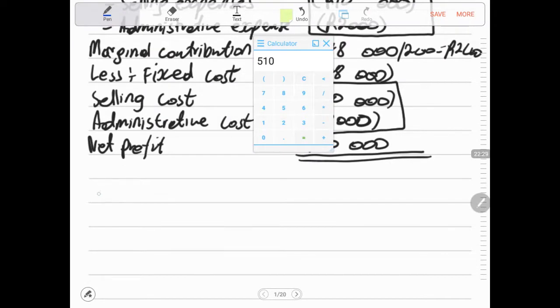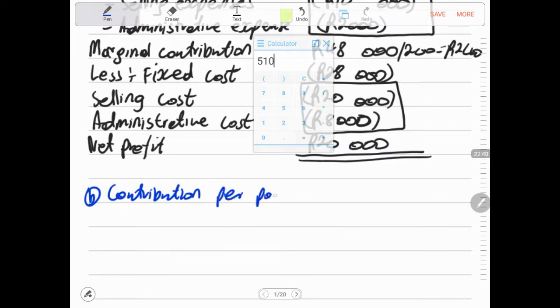Then now we are calculating the contribution in the second question: contribution per unit, or contribution per pair of roller blades.